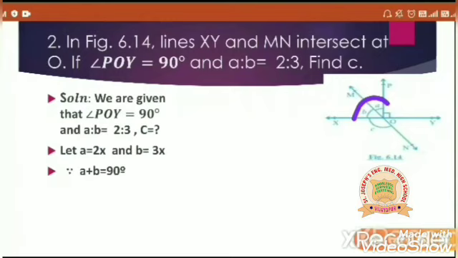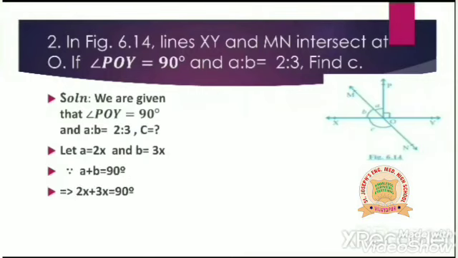If you add them both, you are going to get 90 degrees. Next, we are going to substitute the values we have taken here: A equal to 2x and B equal to 3x. In place of A we keep 2x, and in place of B we keep 3x. So the next step is 2x plus 3x equals 90 degrees. If we add both, 2x plus 3x is 5x, and x equals 90 by 5. If you divide, you get x equal to 18 degrees.